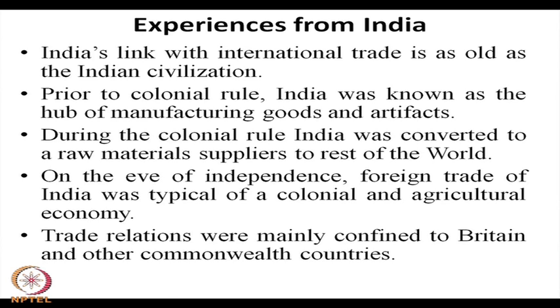agricultural. What does it mean? It means that at the time of independence, the Indian economy was an exporter of agricultural commodities. It was an export center for raw material to the rest of the world. The trade relation at the time of independence was confined to Commonwealth countries and Britain. India did not establish trade relations with other European countries and the rest of the world.